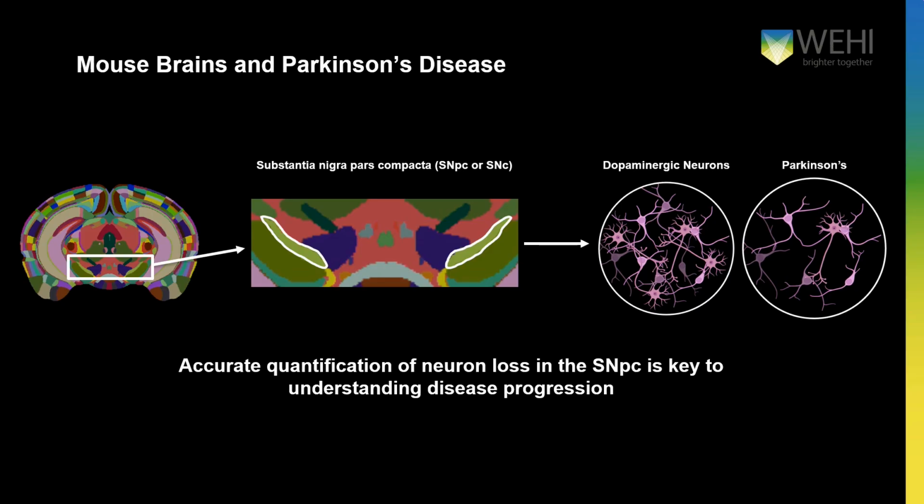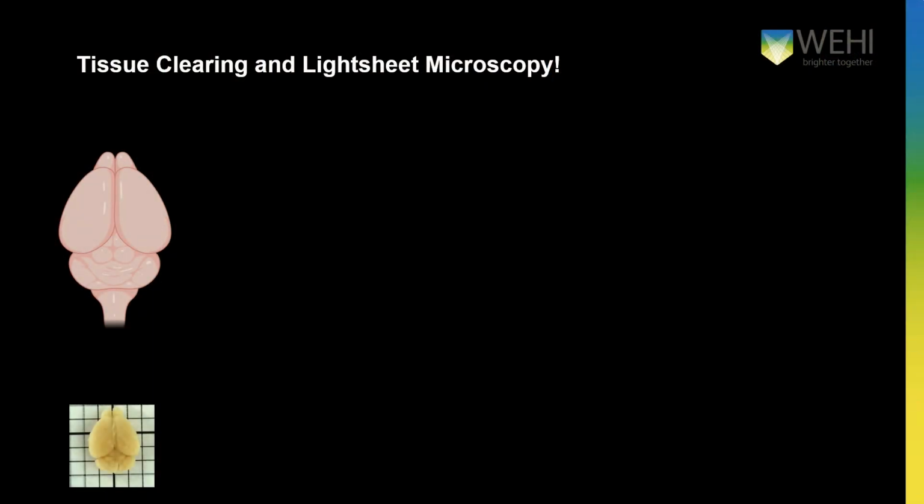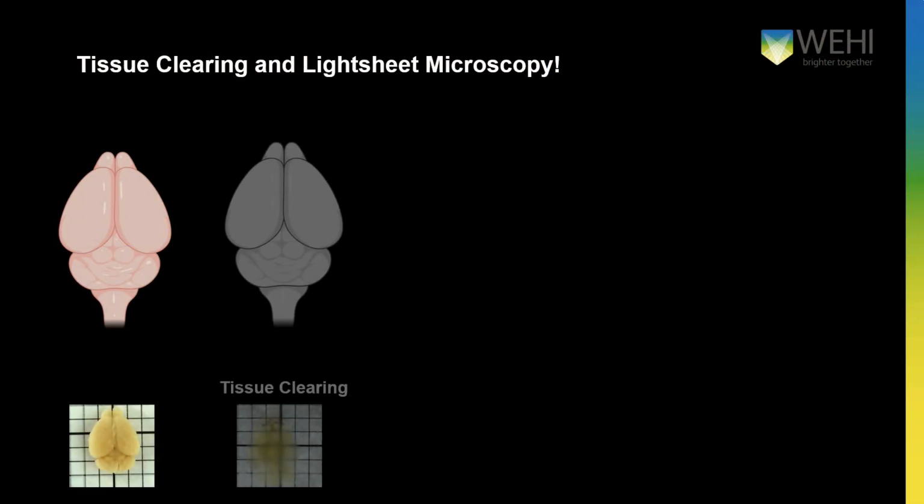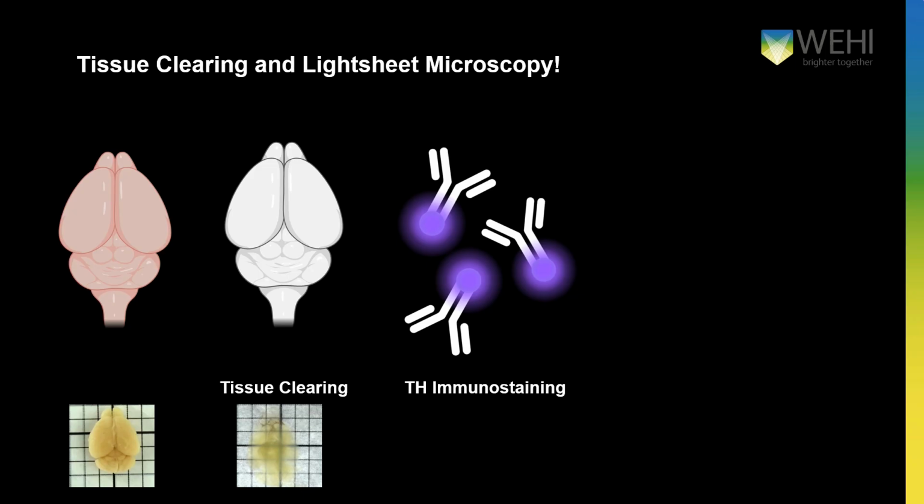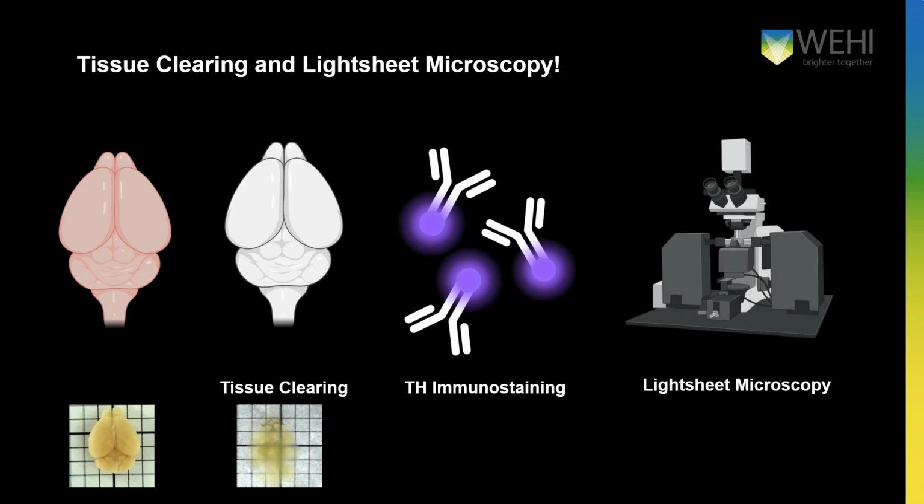With the advancement of sample preparation techniques and microscopy techniques as well, the researchers are able to take the brain, which looks like this, and clear it using a process called tissue clearing, which essentially makes the entire tissue transparent. Then they stain or label the tissue with a marker called TH, or tyrosine hydroxylase, and this basically attaches directly to these dopamine-producing neurons and attaches a fluorophore to it, so we'll be able to see it when they image it using the light sheet microscope.